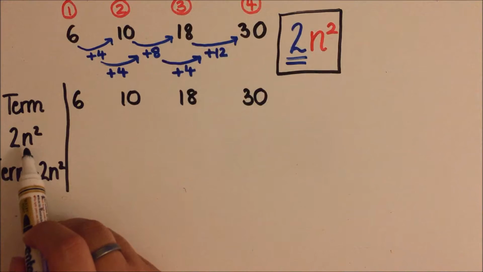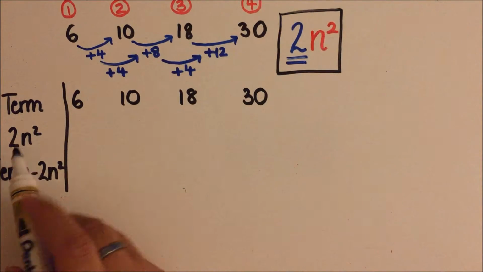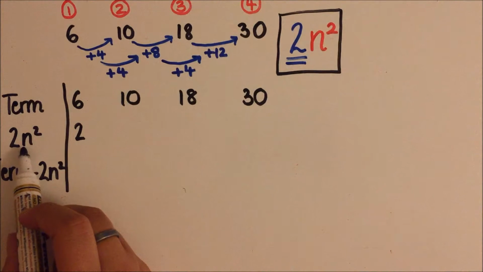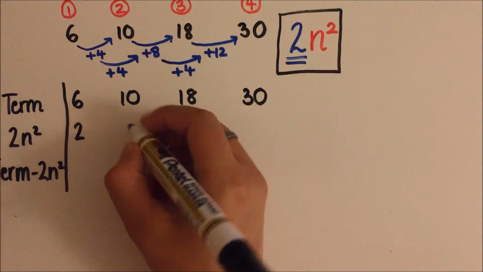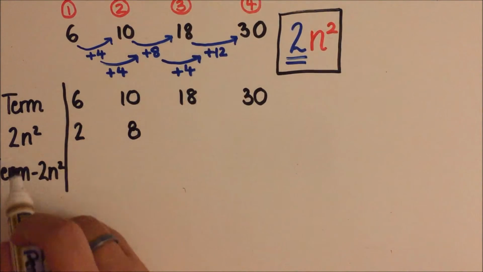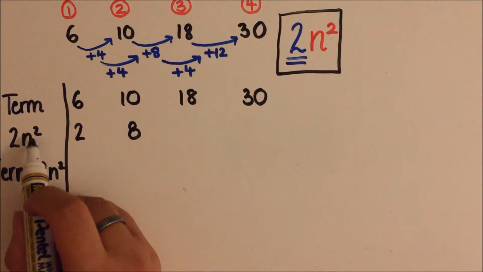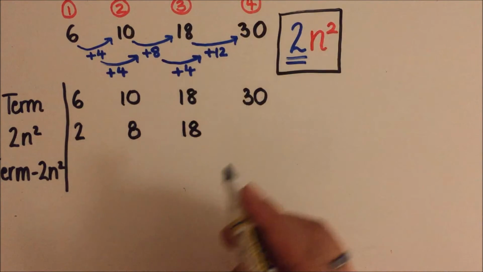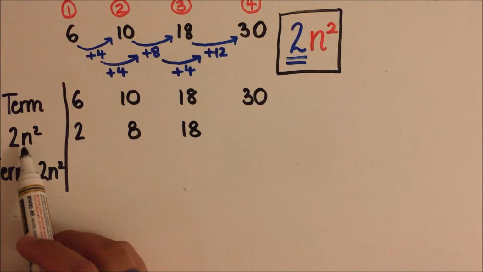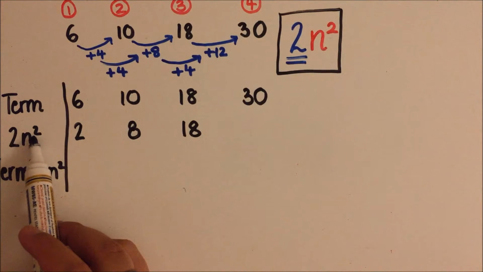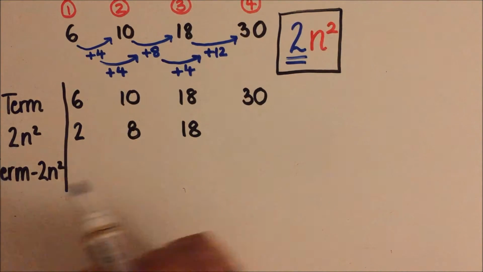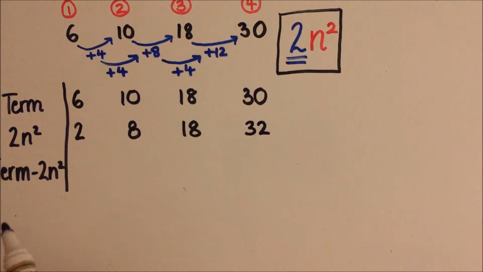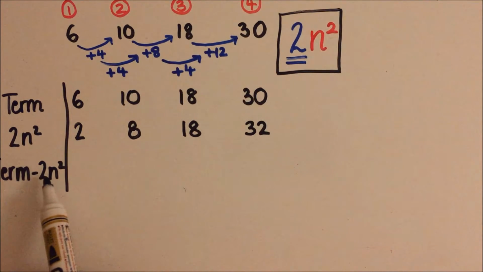So when n equals 1, we get 2. When n equals 2, we get 2 squared, which gives you 4, and 4 times 2 gives you 8. When n equals 3, 3 squared is 9, and 9 times 2 is 18. And when we have 4, 4 squared is 16, and 16 times 2 is 32.